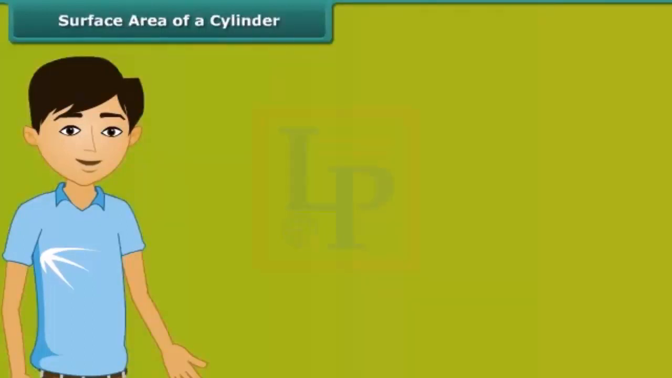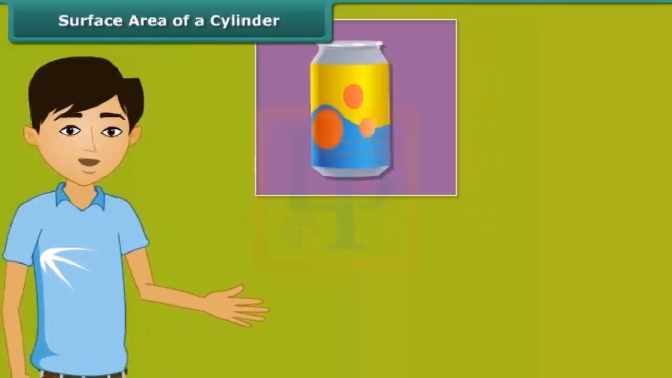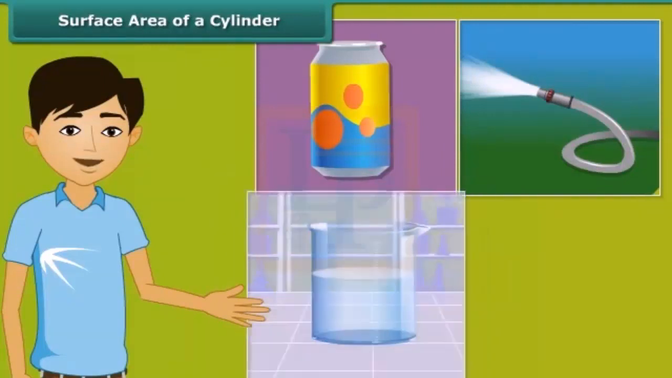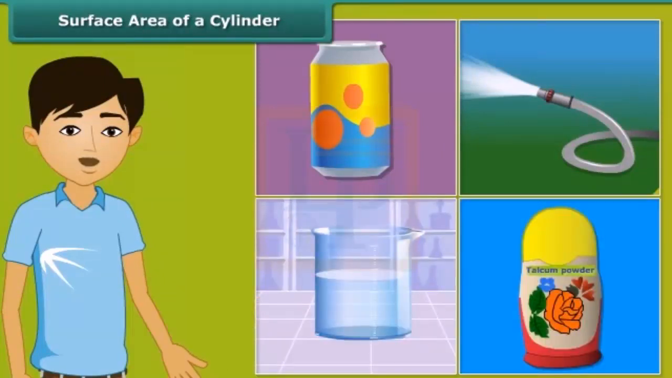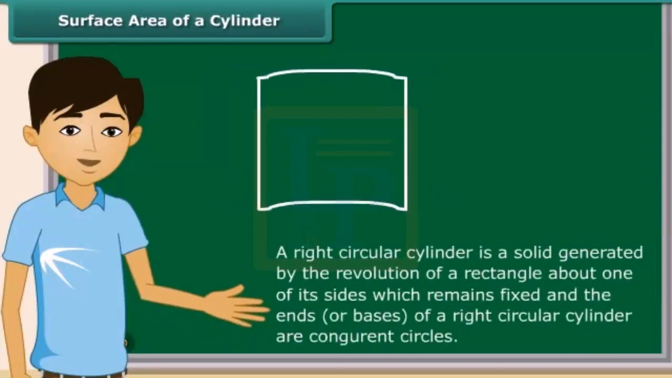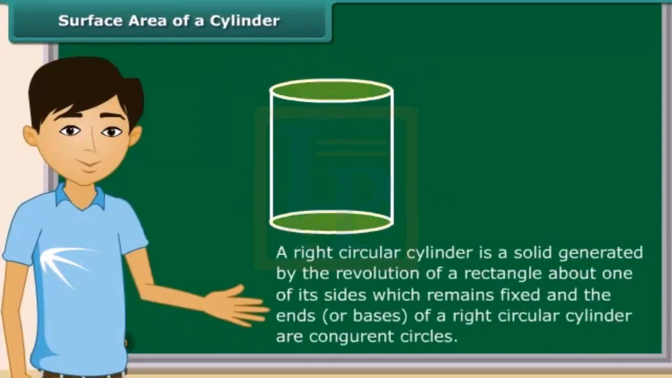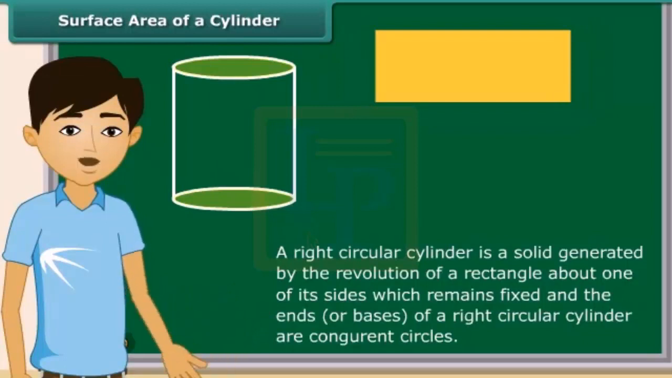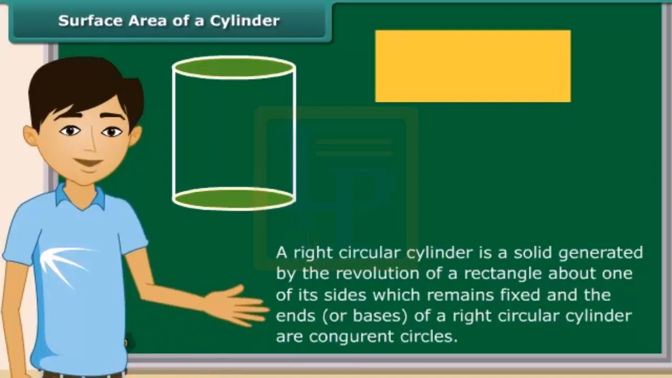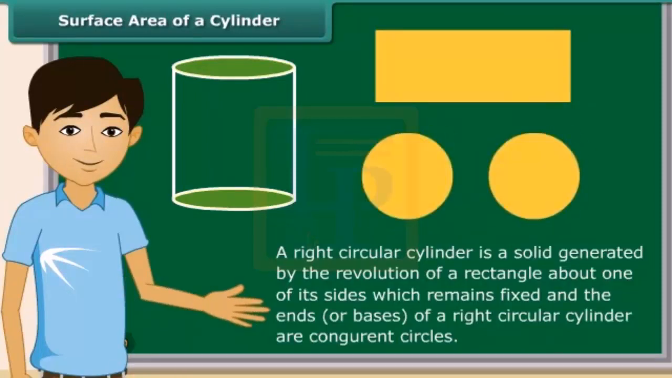You must have come across many solids like tin cans, water pipes, beakers in the laboratory, powder box, which are right circular cylinders. Here you would wonder what is a right circular cylinder. A right circular cylinder is a solid generated by the revolution of a rectangle about one of its sides, which remains fixed, and the ends or bases of a right circular cylinder are congruent circles.